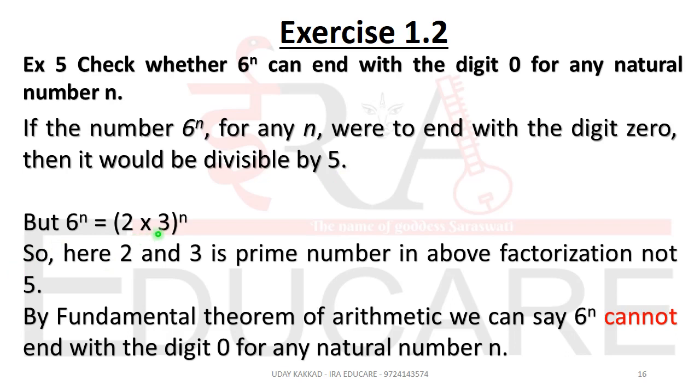Now factorize 6, so 2 multiplied by 3, right? So here the prime factors are 2 and 3, there is no 5. 2 and 3 are the only factors. 5 is not present in this factorization, right? So 6 raised to n for any value of n never ends with 0. So by the fundamental theorem of arithmetic, we can say that 6 raised to n cannot end with the digit 0 for any natural number.